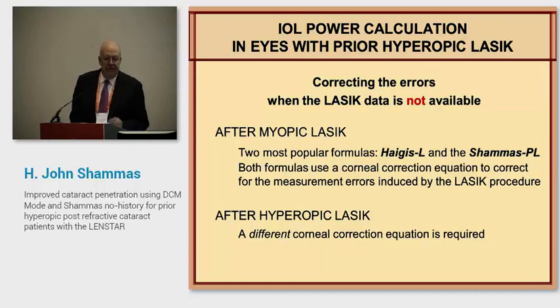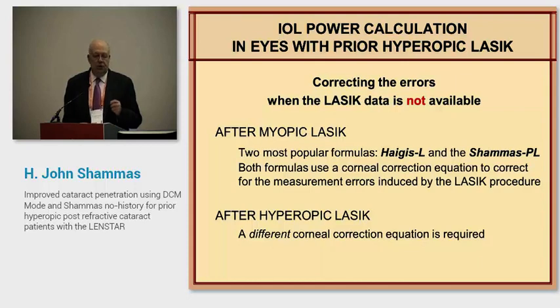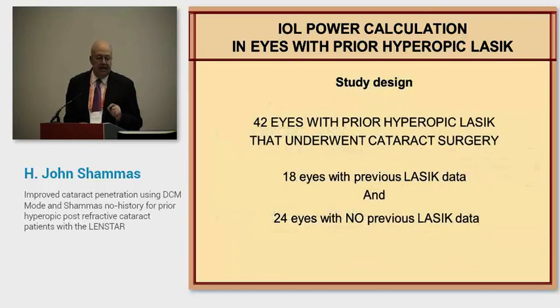However, if the LASIK data is not available, after myopic LASIK, the two most popular formulas are mine and Dr. Haigis's L formula. Both formulas use a corneal correction equation to correct for the measurement error induced by the LASIK procedure. After hyperopic LASIK, it's important to remember that a different corneal correction equation is required. It's not the same as after myopic LASIK.